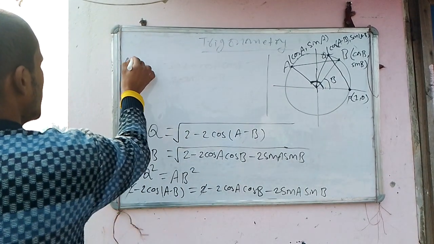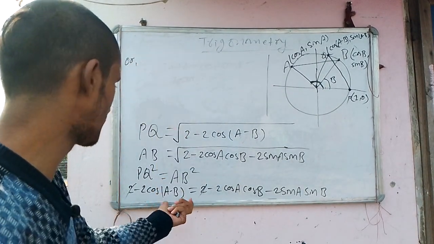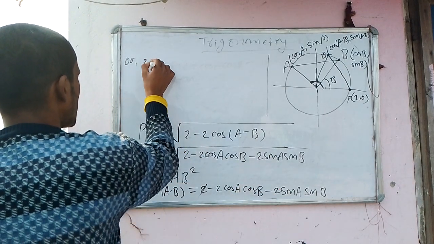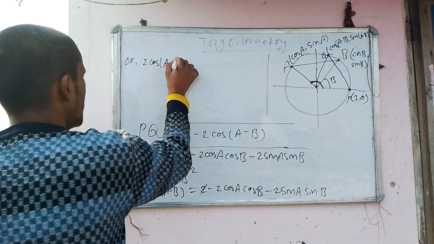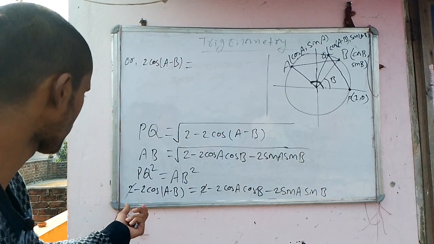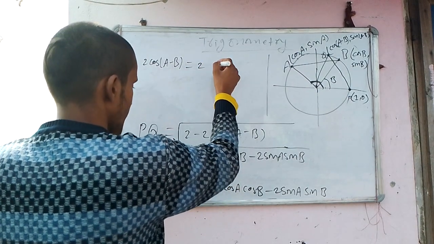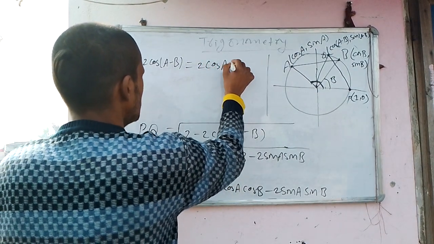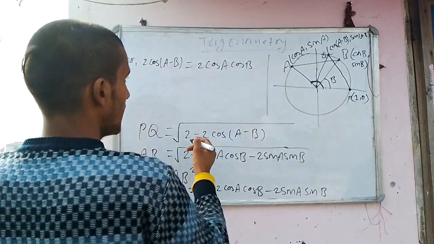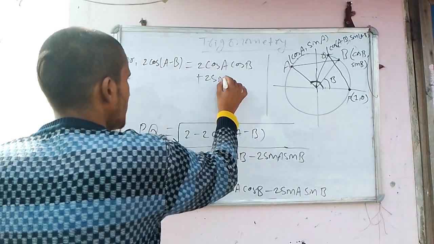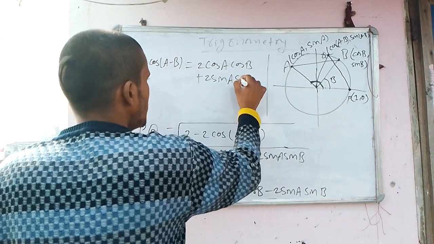Okay, so now what is going to be? Let's take this onto that side to make it positive. So it will be 2 cosine A minus B is equal to, if you take this onto that side, it's going to be 2 cosine A cosine B plus, it's going to be plus because it's on that side, 2 sine A sine B.